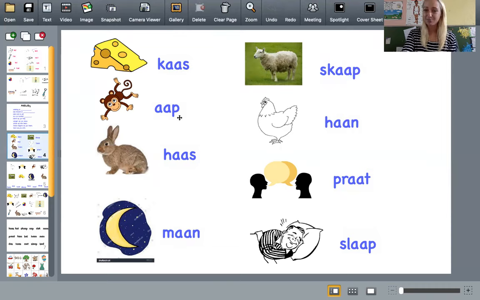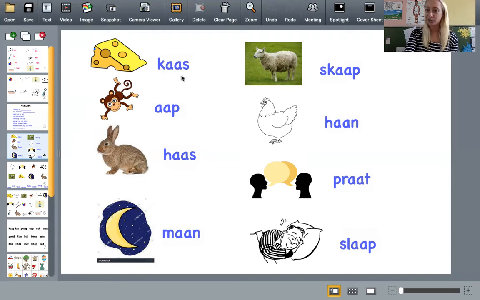Aap, aap. Good. A rabbit or a bunny in Afrikaans is a haas. H, a, s, haas. Good. Okay, then we have a moon, and we have that same sound in the middle. In Afrikaans, the word for moon is maan. Maan. Right, let's read just those 4 for now.